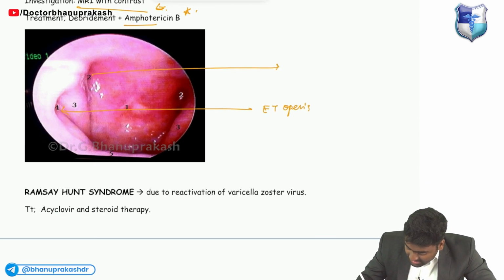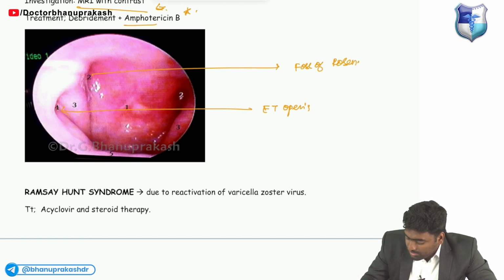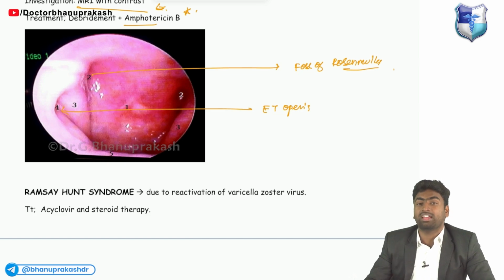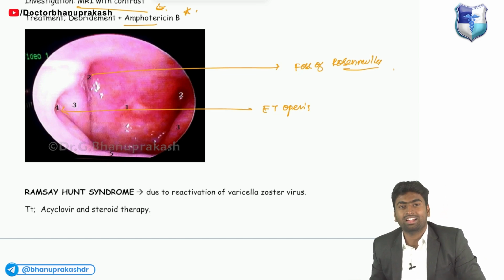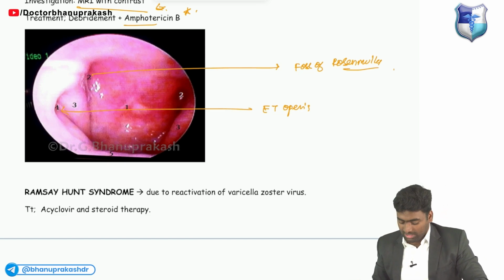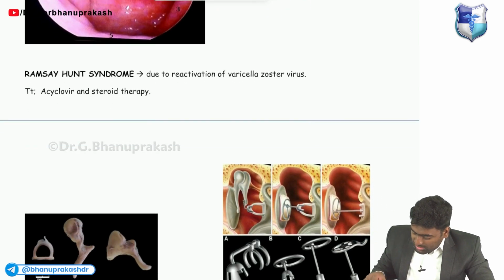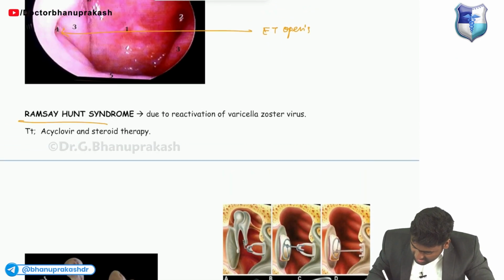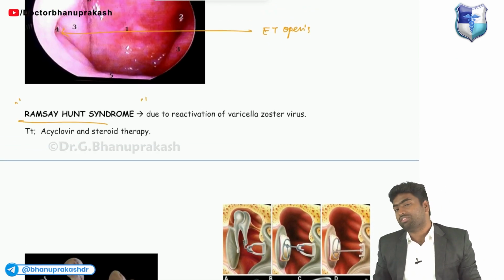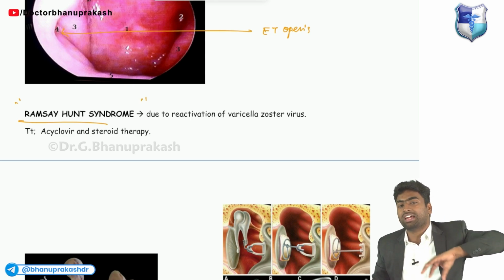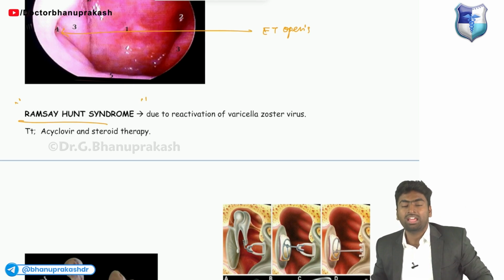And the second, it is the fossa of Rosenmuller. That is the eustachian tubal opening. Then we'll have one more syndrome which is known as Ramsay-Hunt syndrome. It is nothing but our facial nerve palsy. If it occurs because of herpes zoster, we'll call it Ramsay-Hunt syndrome.